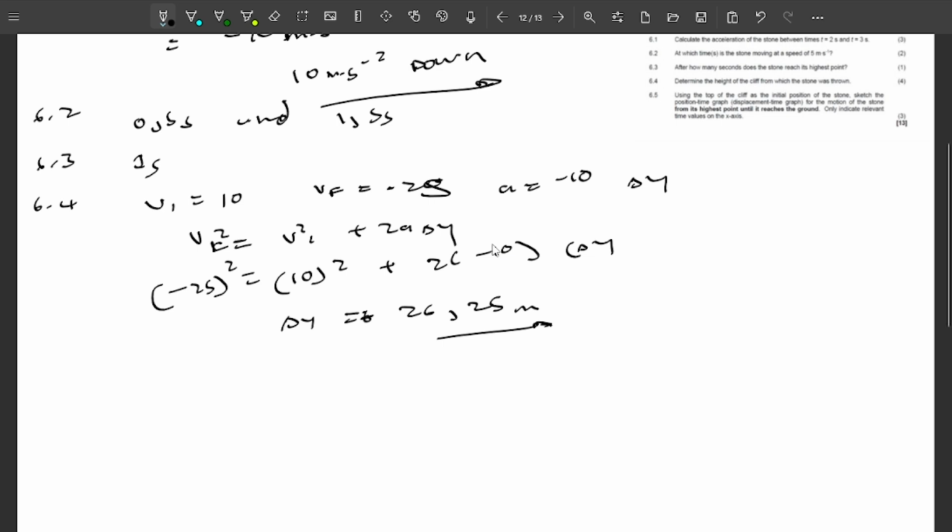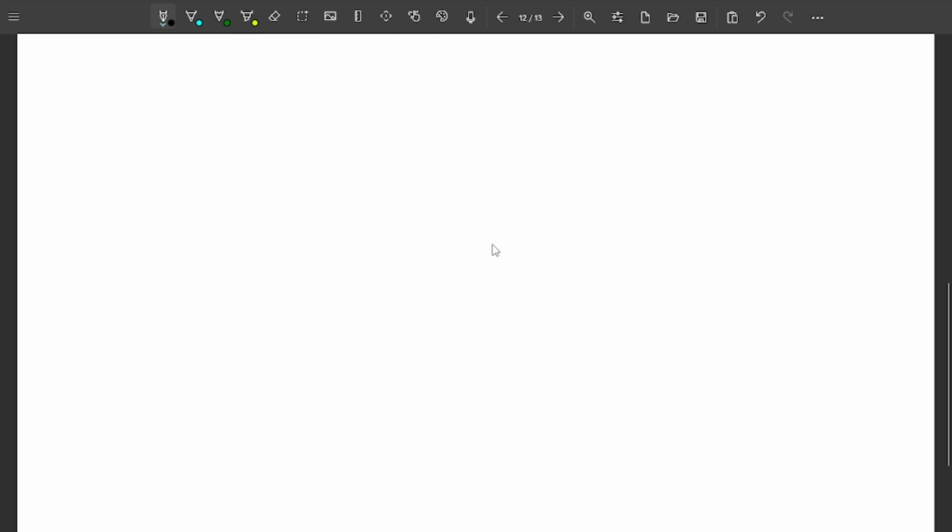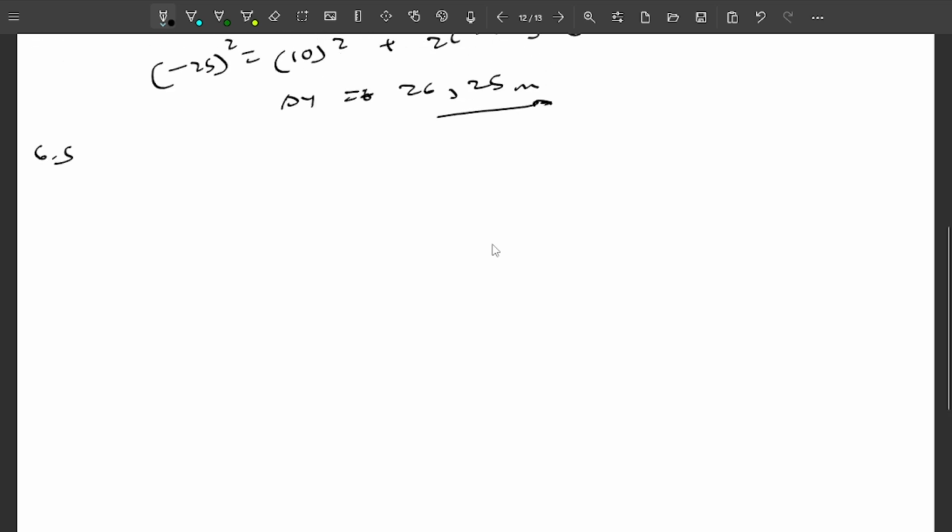Now let's come to the last one, which is 6.5. Using the top of the cliff as the initial position of the stone, sketch the position time graph for the motion of the stone from its highest point until it reaches the ground. Oh wow, so they want us to draw the position time graph. Only indicate relevant time values on the x-axis. Good. Okay, let's come here.